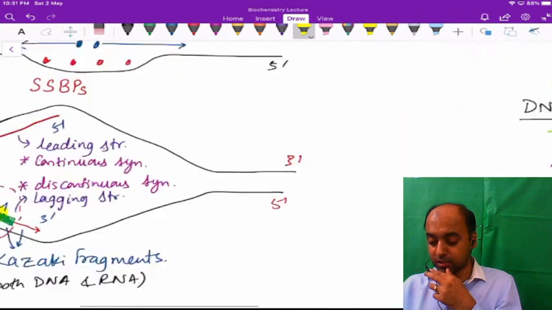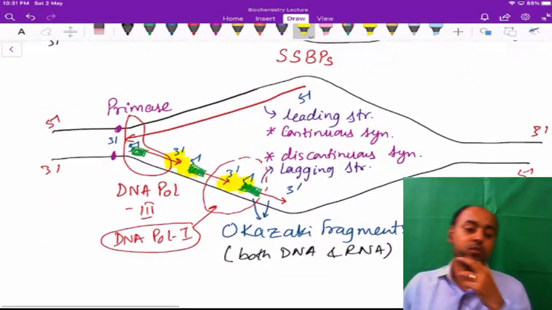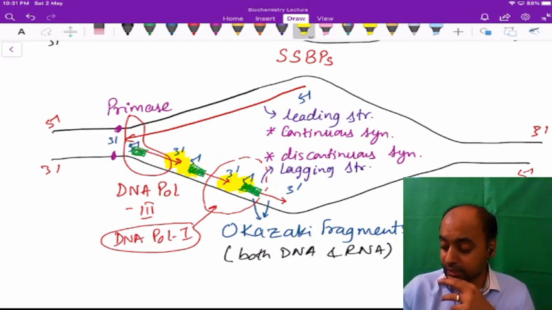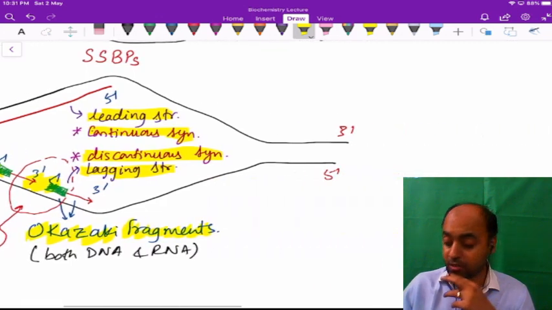So if you look at this structure, what is happening here? We have two nucleic acids getting synthesized on opposite strands. One is the leading strand where the continuous synthesis occurs. The second is the lagging strand where discontinuous synthesis occurs. The fragments here which you can see are known as Okazaki fragments.